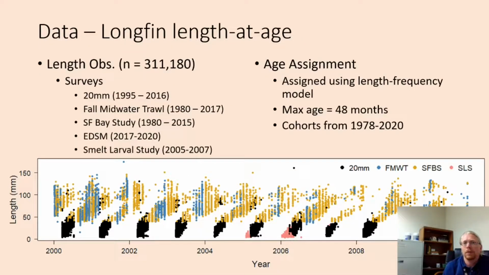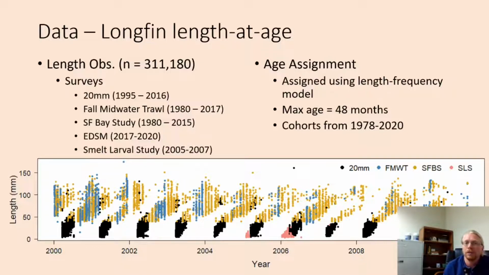Next, I wanted to touch a little bit on the Longfin Smelt length at age data that we used. There were approximately 300,000 length observations spread across 5 different surveys between 1980 and 2020 that we used in this model. And for ages, we assigned age using a length frequency model that my co-author developed for a different part of the Longfin Smelt species status assessment. The maximum age we estimated was 48 months, and this represented cohorts from 1978 to 2020.